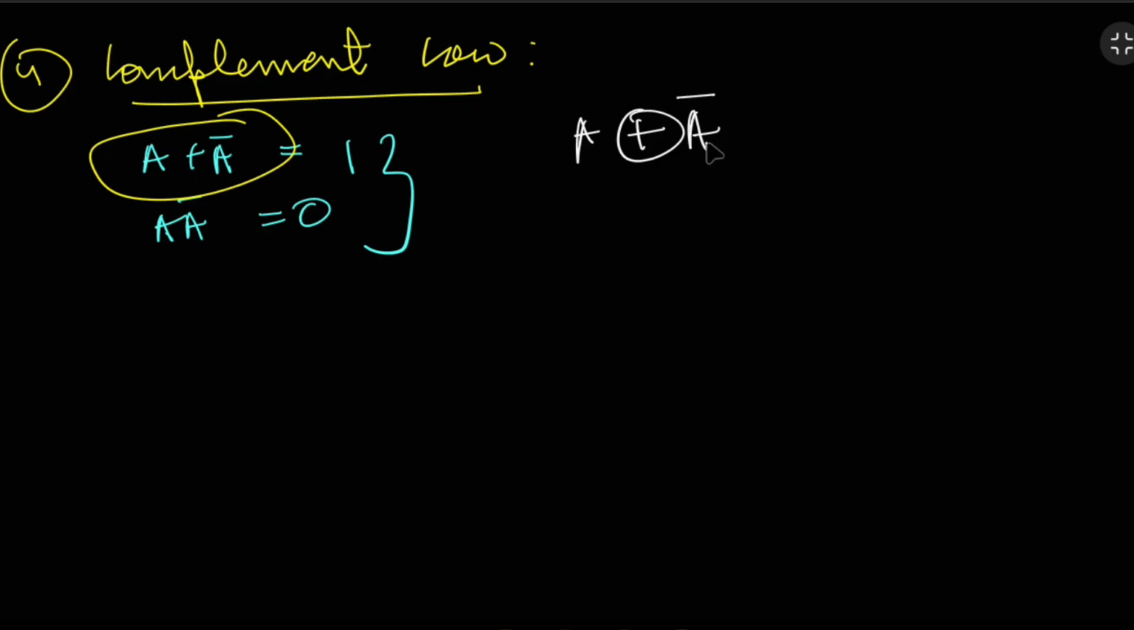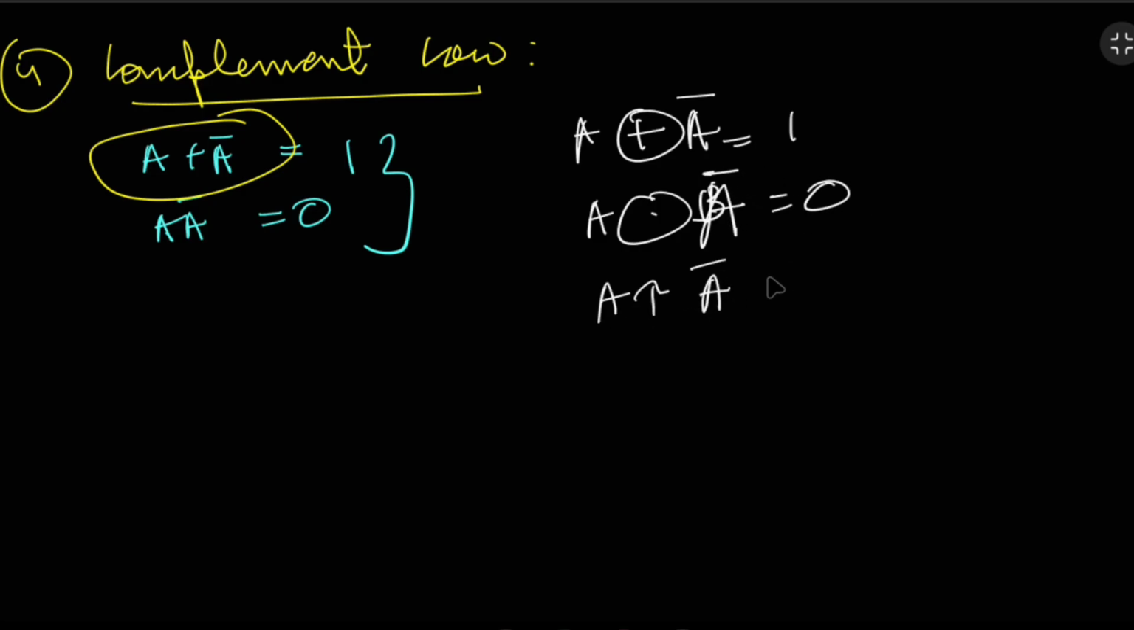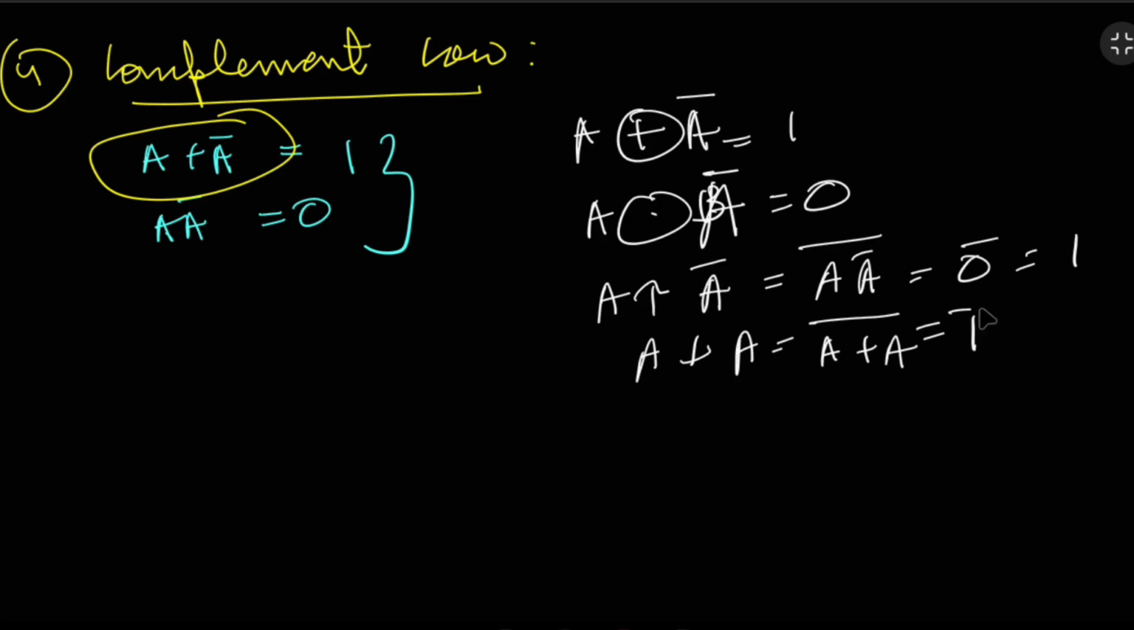So what you will get is 1. Then what is this? They are again different. Like this. You'll get 0. For NAND, 0 complement, which is 1. And what is NOR? A plus A complement, which will be 0.